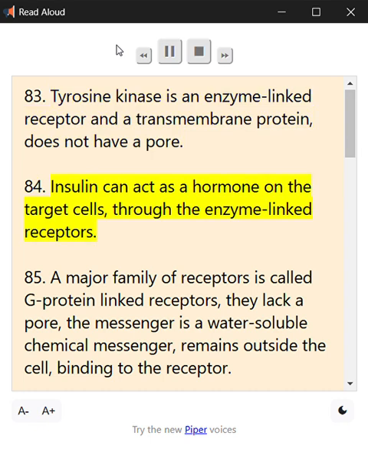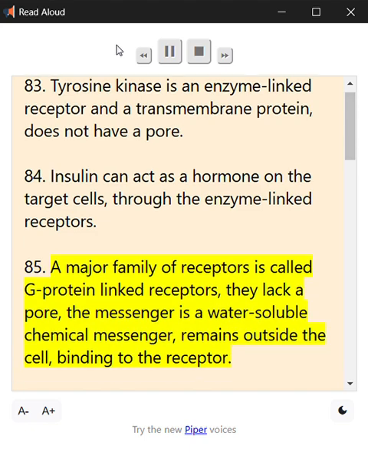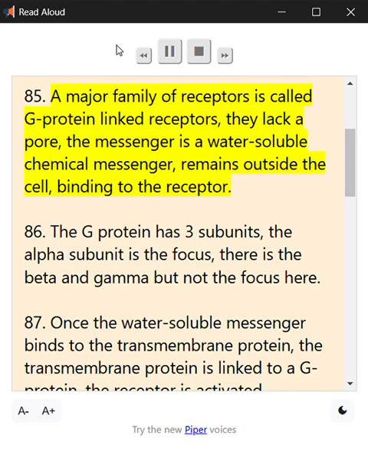84. Insulin can act as a hormone on the target cells, through the enzyme-linked receptors. 85. A major family of receptors is called G-protein-linked receptors. They lack a pore. The messenger is a water-soluble chemical messenger, which remains outside the cell, binding to the receptor. 86. The G protein has three subunits. The alpha subunit is the focus. There is the beta and gamma, but not the focus here.